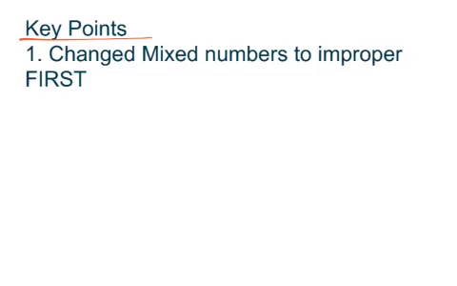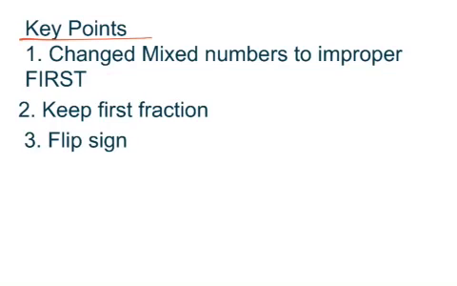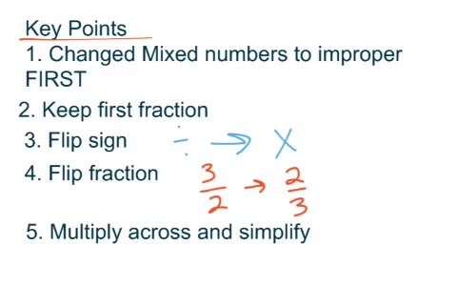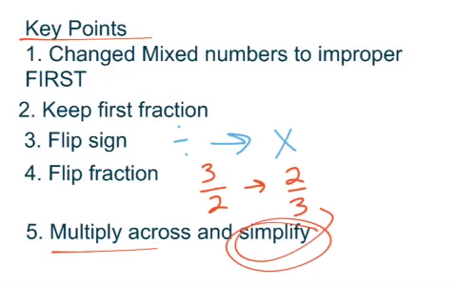Let's go over our key points. Number 1, change any mixed numbers to improper first before doing any dividing. Second step, we keep our first fraction the same. Next, we flip our sign from dividing to multiplying. Then we flip our fraction or find the reciprocal of our fraction. And our last step is to multiply across, and don't forget to simplify.